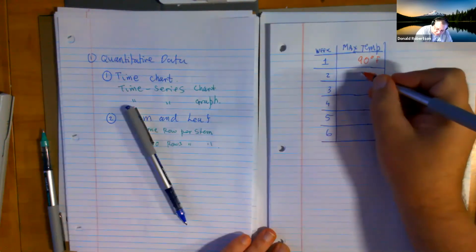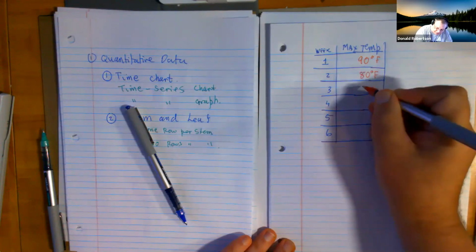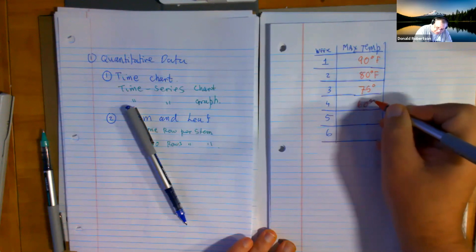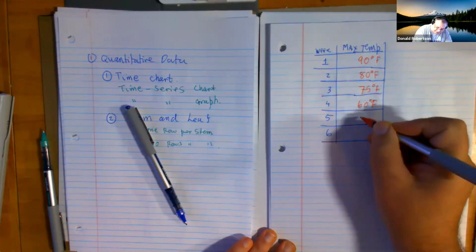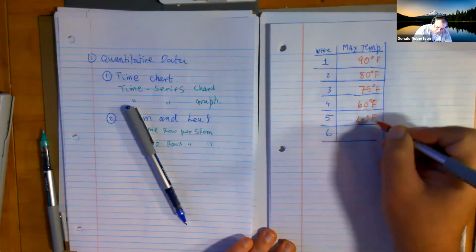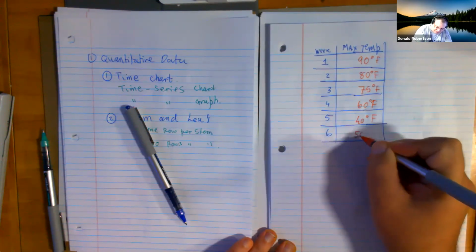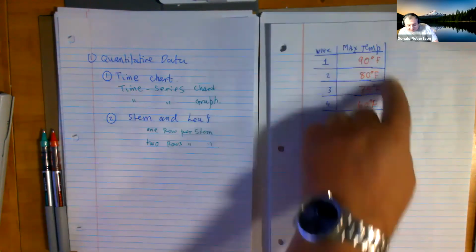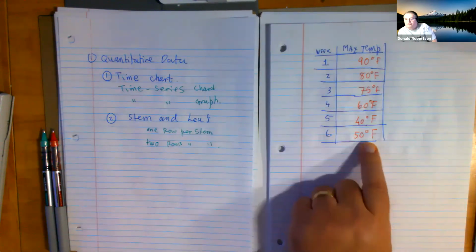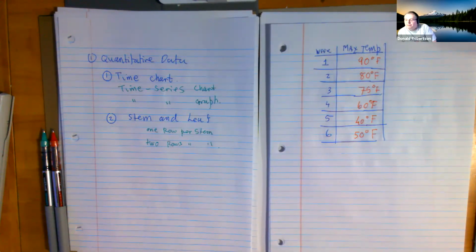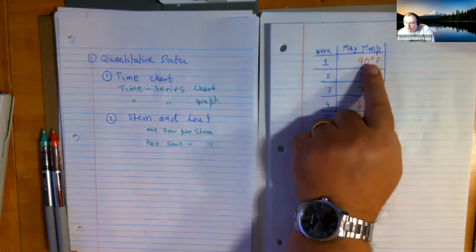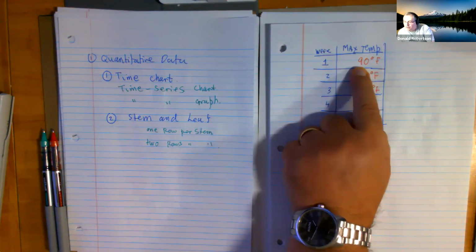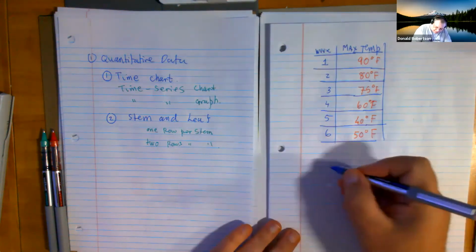And in week 2, it was 80 degrees. In week 3, it was 75 degrees. In week 4, it was 60 degrees. In week 5, it was 40 degrees. And in week 6, it was 50 degrees. When you have data like this, do you notice that the second column is not frequency? It's not how many times something happened. Isn't that just a single number representing the best, in this case, the best temperature, the hottest in week 1, the hottest in week 2?